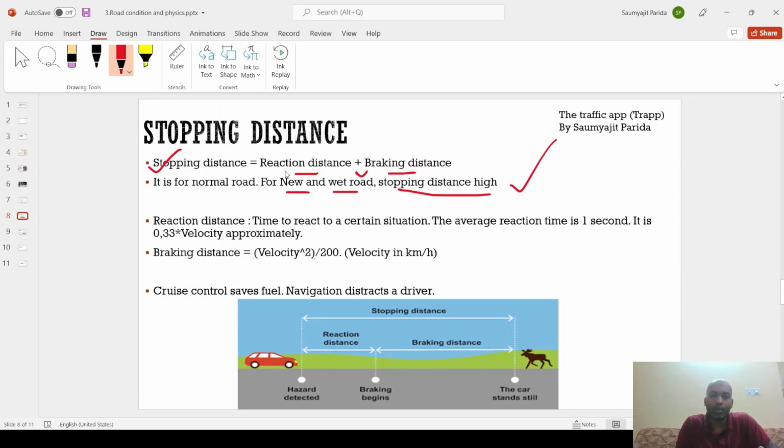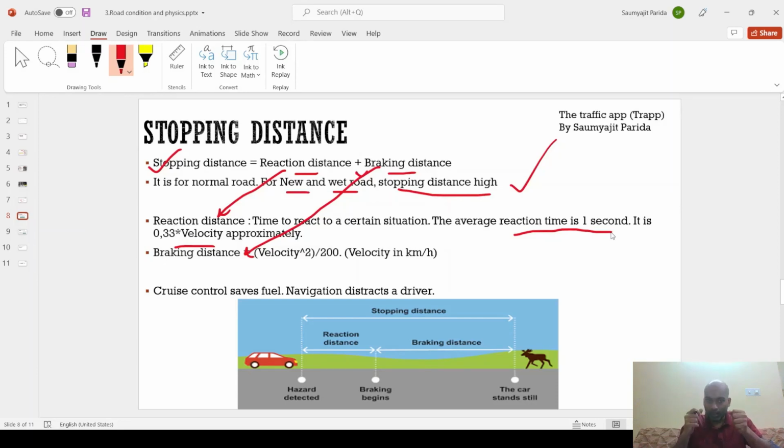Okay, coming to each component, reaction distance and braking distance. The formula for reaction distance is 0.33 into velocity, and the velocity is in kilometer per hour. This is very important, it's not meter per second, it is kilometer per hour. And the average reaction time is 1 second. This is very important to know. The average reaction time is 1 second, because when I am driving, if I suddenly see an obstruction, then I will suddenly react. So generally on an average it's 1 second.